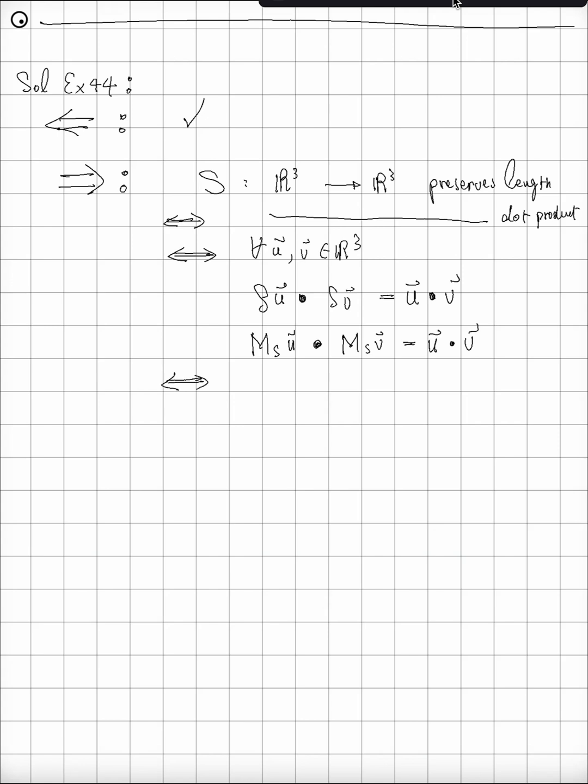This is equivalent to saying, put it differently, instead of using dot product, let's use matrix multiplication. So u transpose M, let me just write M instead of writing MS, M v equals u transpose v, right? Now here comes a sub-exercise, equivalent to M transpose M equals identity 3.